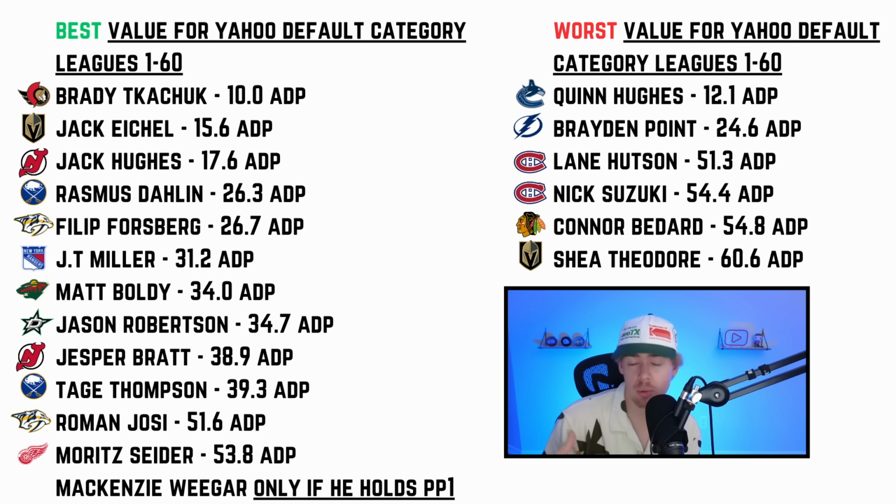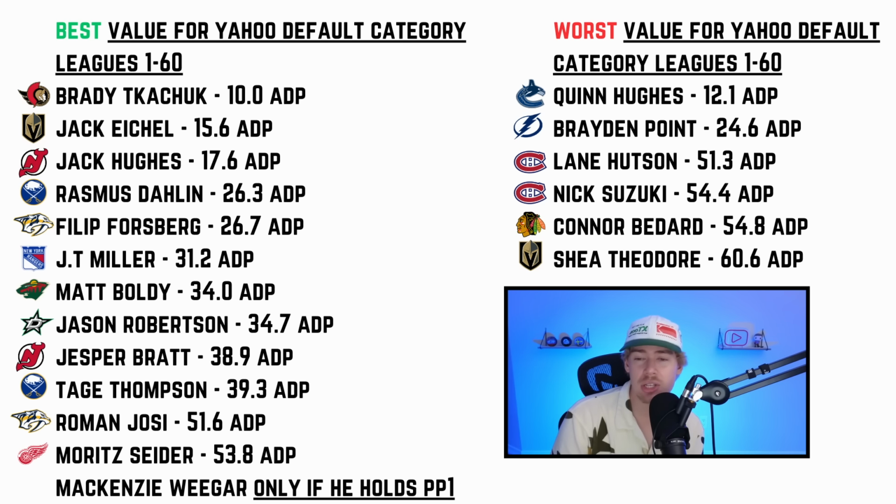Moritz Seider has to be one of the best picks in this range, on power play 1 on a top 5 power play last season. Shots, hits, and blocks. He has everything you want. In terms of the worst value here, it's going to be guys that aren't going to be covering a huge amount of cats. Like Quinn Hughes is too overpriced in my opinion.